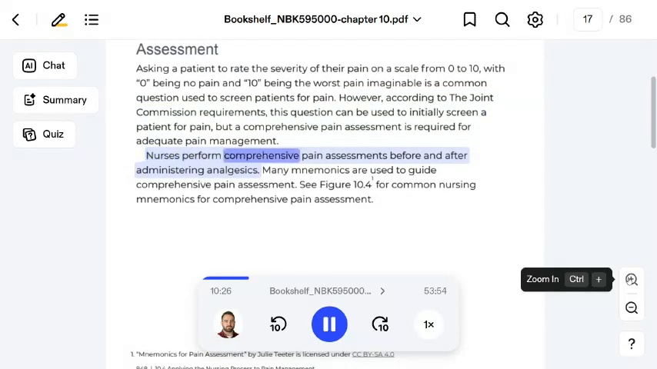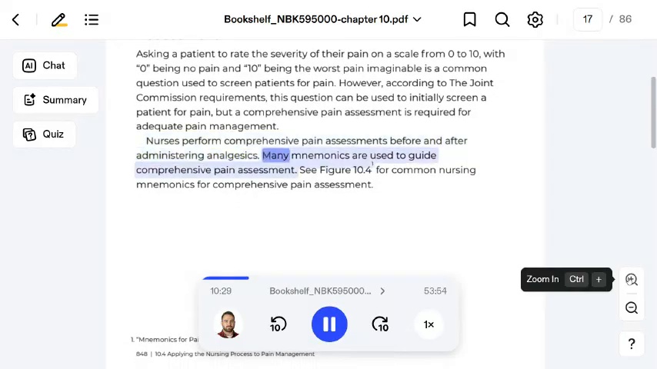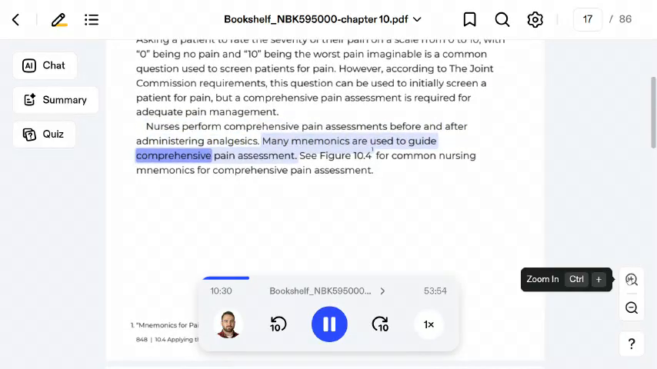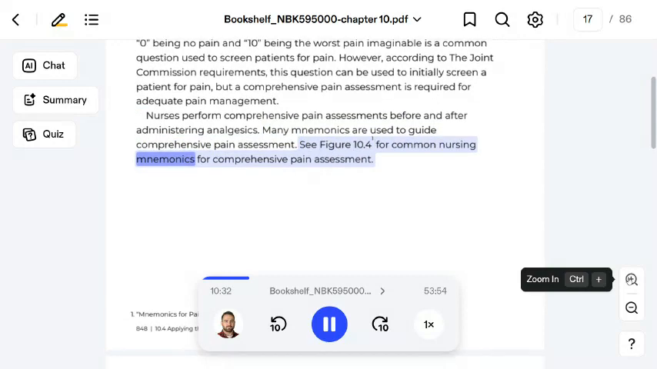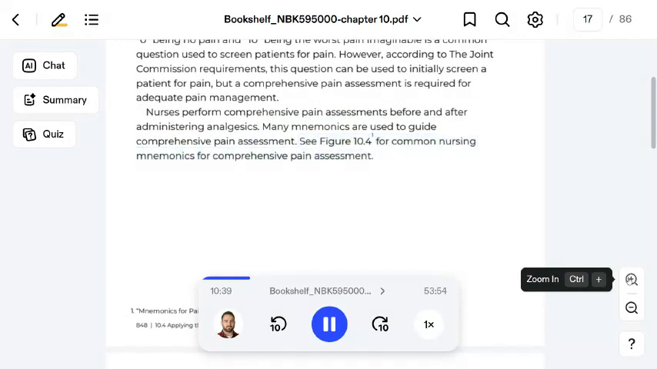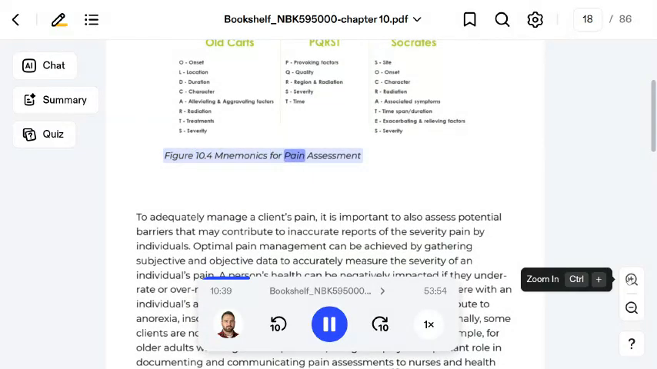Nurses perform comprehensive pain assessments before and after administering analgesics. Many mnemonics are used to guide comprehensive pain assessment. See Figure 10.4 for common nursing mnemonics for comprehensive pain assessment. Figure 10.4 Mnemonics for pain assessment.